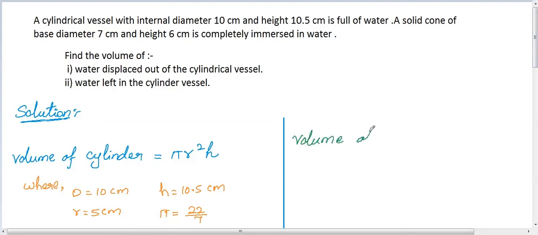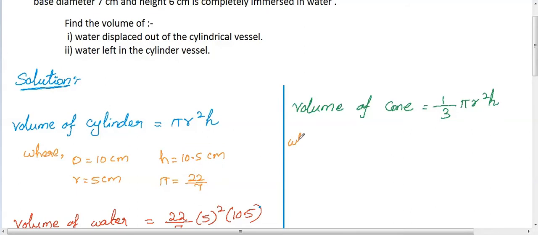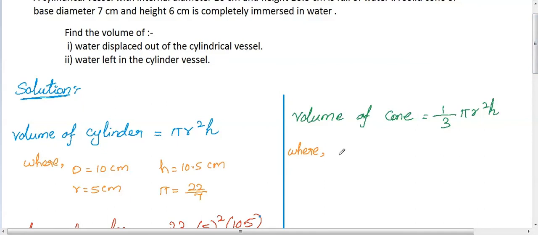The volume of cone formula is 1/3 pi r square h. See here the dimensions of cone are given as the diameter is 7 centimeter, so d is equals to 7 centimeter, which means radius becomes 3.5 centimeters, and the height of the cone is 6 centimeter, and pi is equals to 22/7.